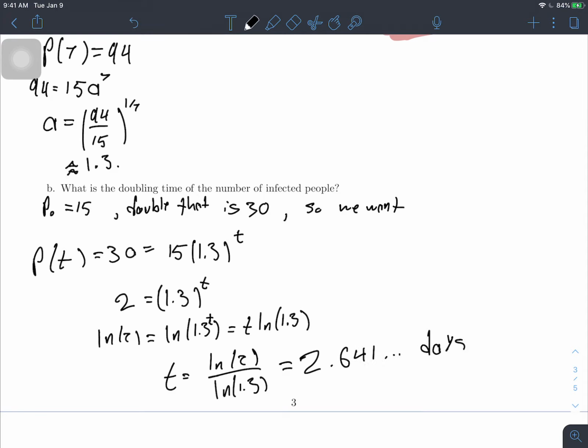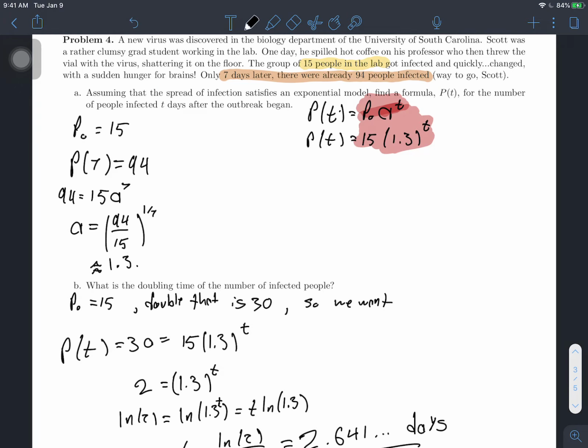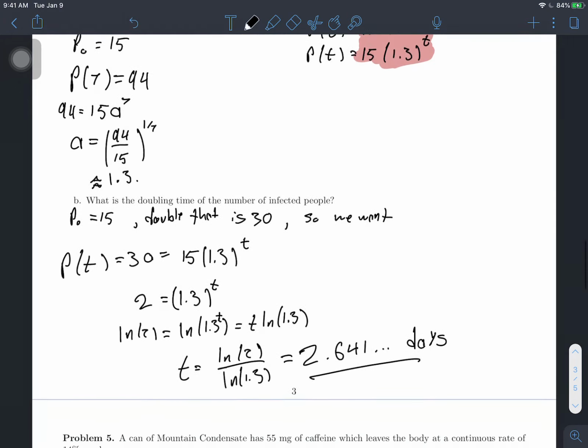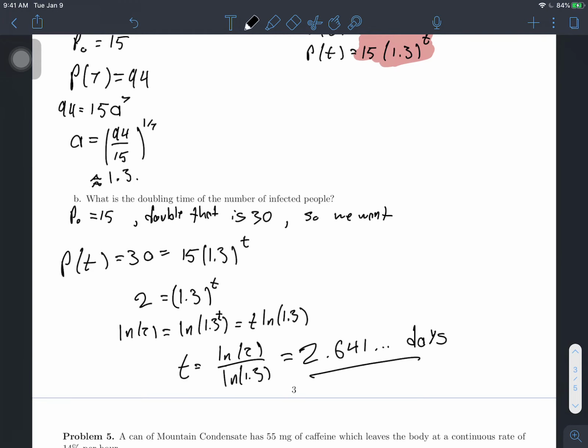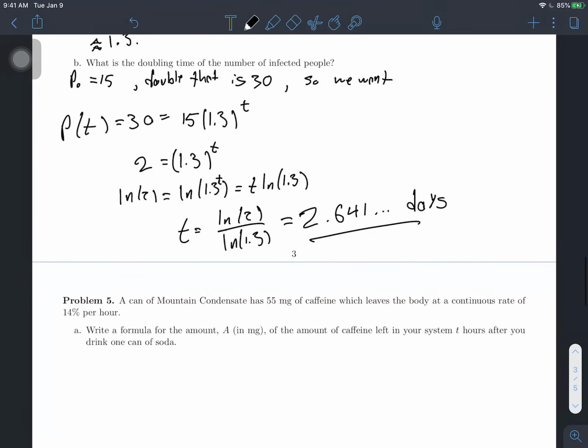Okay? That makes sense considering that we're told 7 days later we had 94 people infected. We've done more than double. We've doubled twice and then some in 7 days. So if our answer is telling us that we doubled in 2.6 days, that's consistent with what I am picturing from the word problem. So that's how we do a doubling time problem. Now let's try a half-life problem.